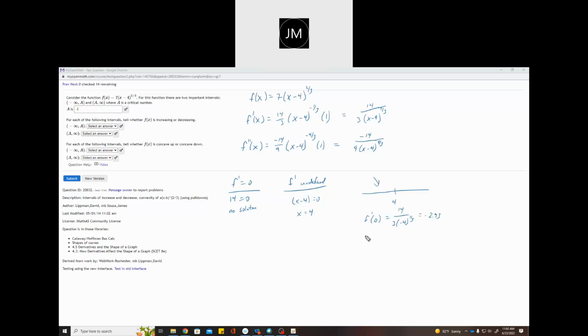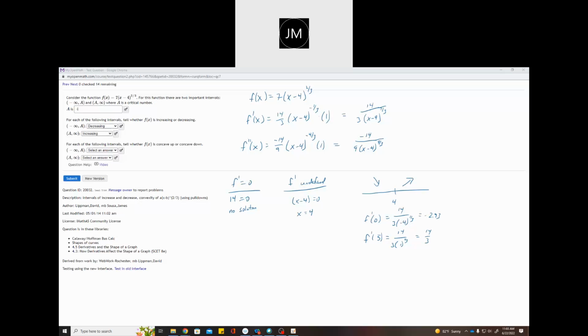All right, something to the right of 4, we can plug in, say, 5. So then I'm going to have 14 over 3 times 5 minus 4, which is 1. Cube root of 1 is 1. I get 14/3. That's a positive number. So on the interval negative infinity to 4, the function is decreasing. And on 4 to infinity, the function is increasing.